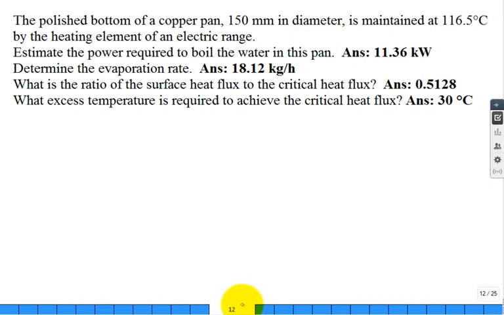So let's solve a problem. We have a polished bottom of a copper pan. So right away you have a polished copper surface, and it's 150 millimeters in diameter. It's maintained at 116.5 degrees C by a heating element on an electric range. Now, estimate the power required to boil water in this. So here's our fluid, water. There's our copper polished surface. And you're going to boil water.